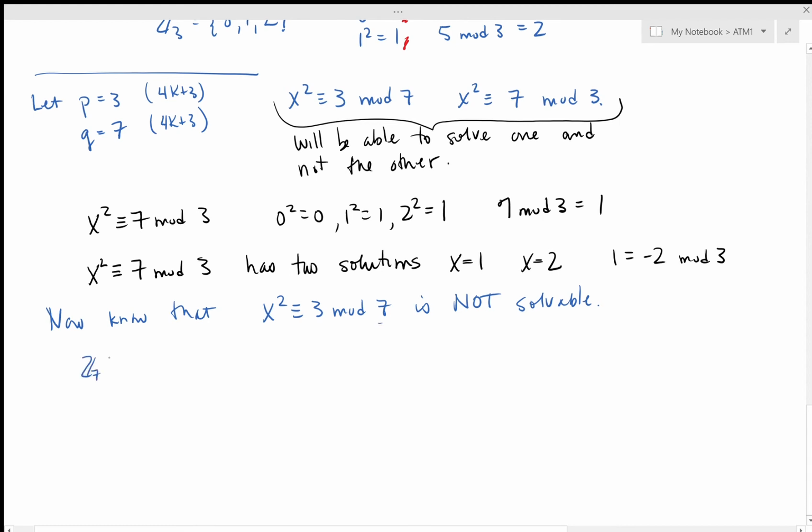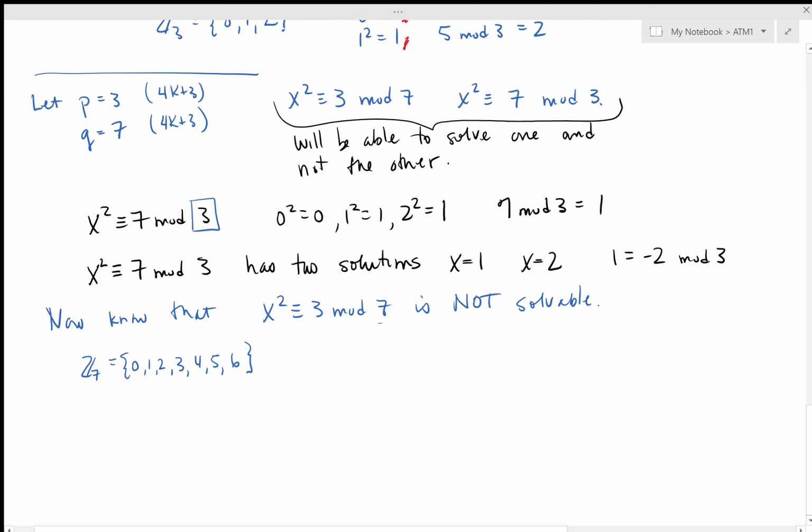So in Z7 we have the numbers 0, 1, 2, 3, 4, 5, 6. I want to point out one thing here. When you know that one is going to be solvable and the other is not, it's smart to pick the smaller number when you start, if you're going to do an exhaustive search. Especially if you're writing an exam, you want to do it the efficient way. So we're going to check this.